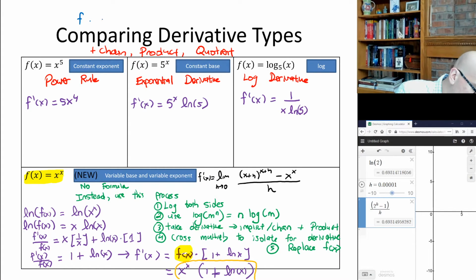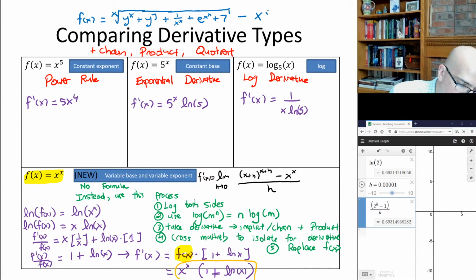Say you have f of x equals the xth root of y to the x plus y to the y plus 1 over x to the x plus e to the x plus 7 minus x to the x plus the square root of x to the power of the square root of x.